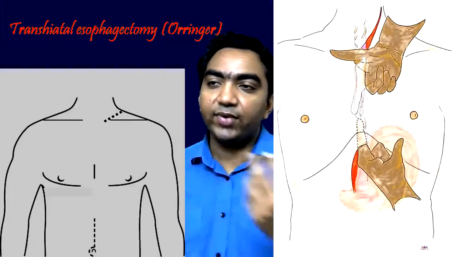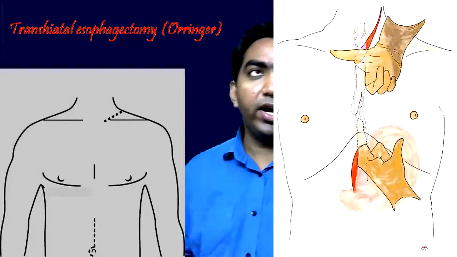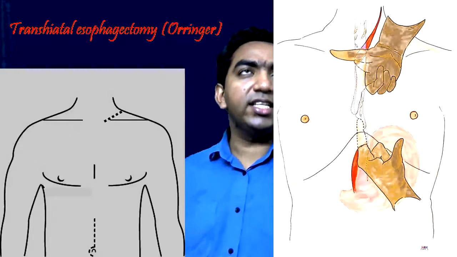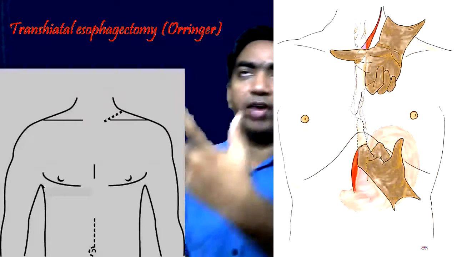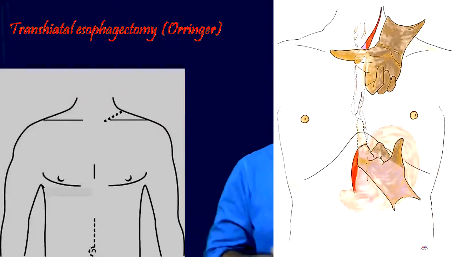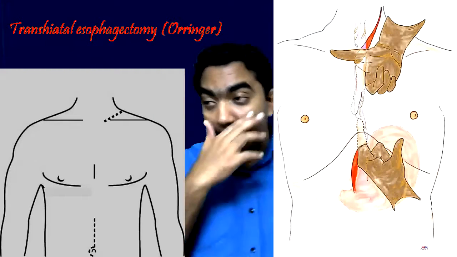The surgeon is actually not seeing the fingers which are going into the thorax from the abdominal cavity. So that is more felt. The lesion, the tumor, and the surrounding structures are more felt and dissected rather than seen and dissected. That is the importance of transhiatal esophagectomy developed by Orringer.